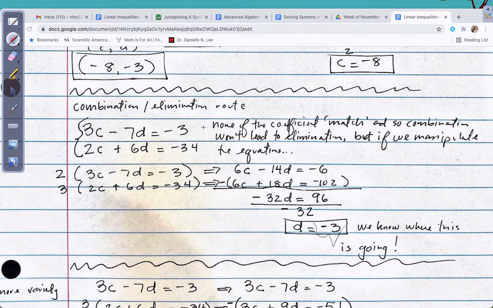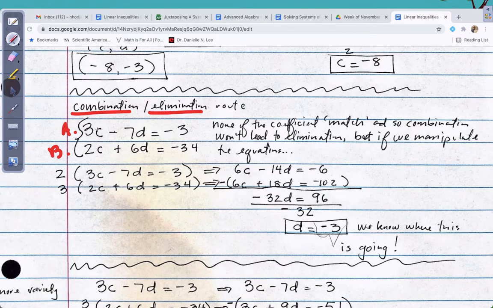Here again, not only do none of the variables have a leading coefficient of 1, but if I want to use combination elimination, you like to have matching coefficients, and none of them match. The C's have different coefficients, as do the D's. So I've written here, none of the coefficients match, and so combination right now won't lead to elimination. But if we manipulate the equations, and in this instance I chose to manipulate both of them, I chose to multiply the first equation, let's call it A, by the number 2, and the second equation by the number 3. You might say, well, where did those values come from? That seems totally random. But it wasn't.